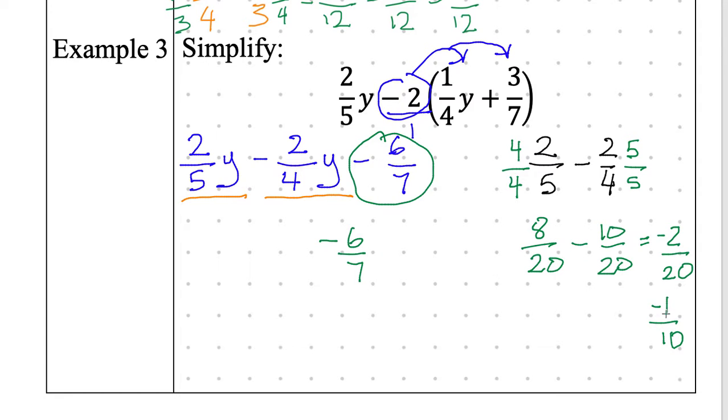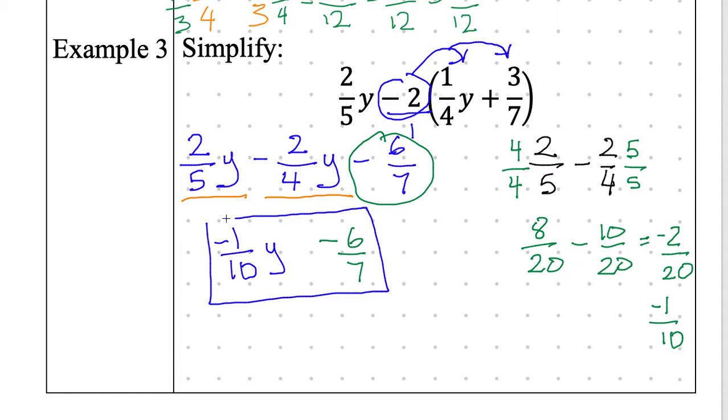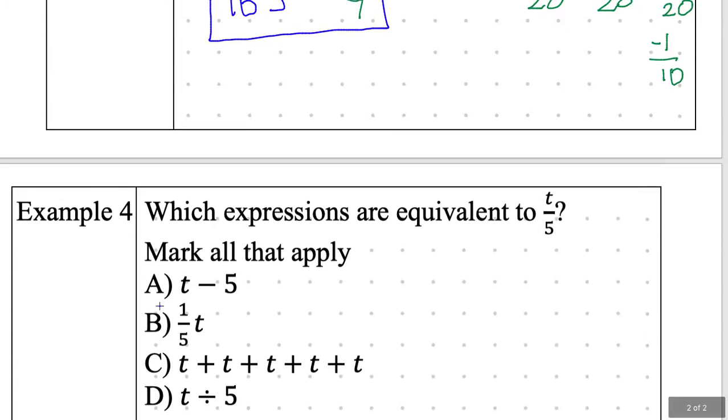And that is the coefficient, or the number in front of the variable, for y. So if I come all the way back over here, the answer here is -1/10, which is that number that I found, y. And there is our final answer for number 3. We're on the back side now.